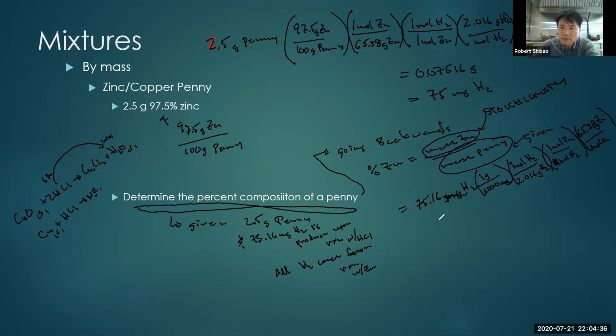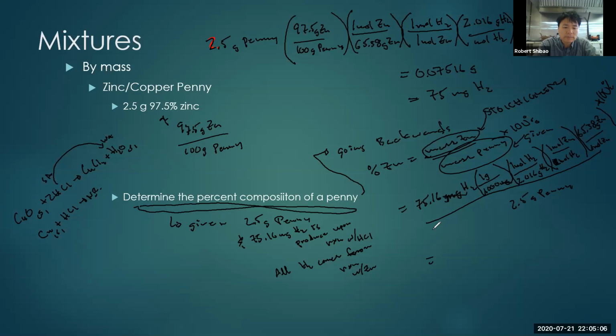And then on the bottom I'm going to have grams of penny. Well, it's a 2.5 gram penny. And then I have to multiply by 100%. I forgot to add that in here, so I'm going to tack that in at the end, times 100% to convert a fraction into a percent. We can convert any fraction into a percent by multiplying by 100%. And so we'll do the calculation here.